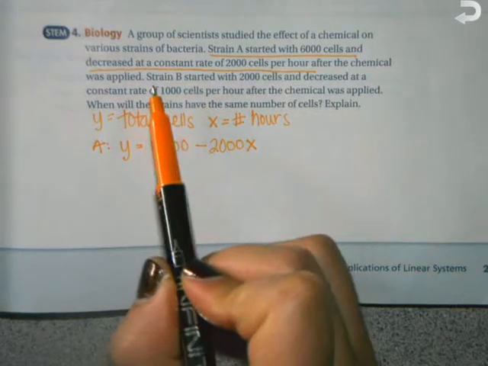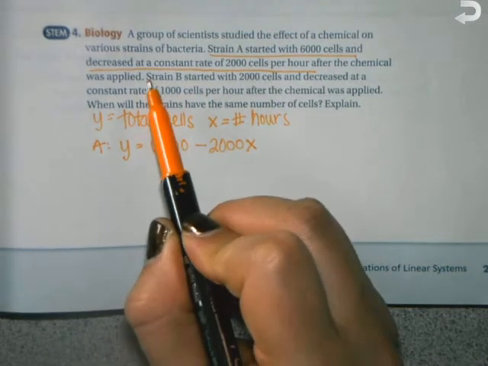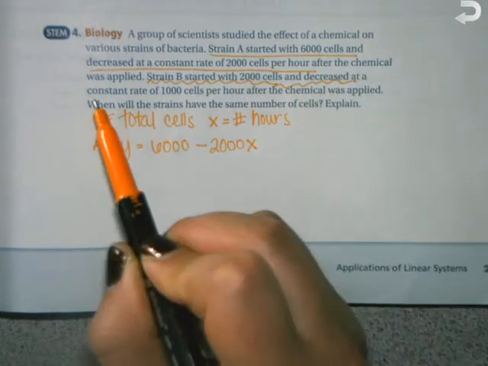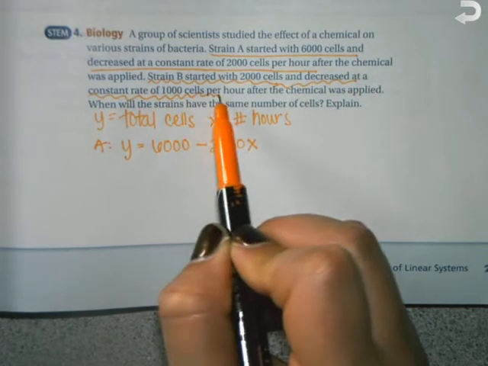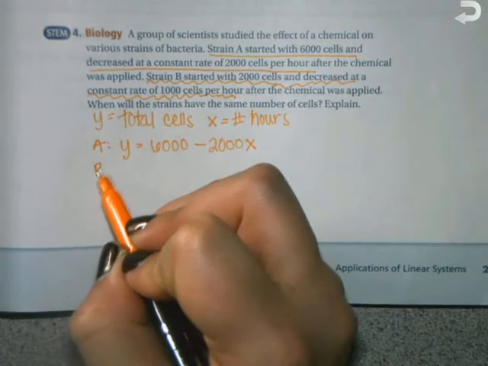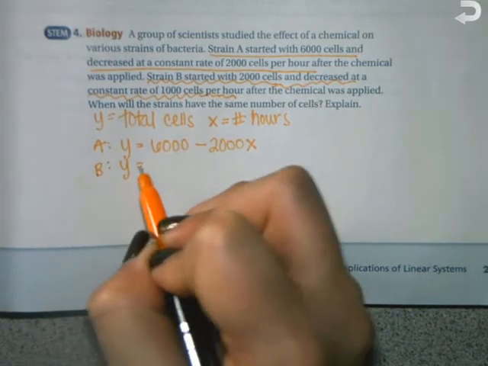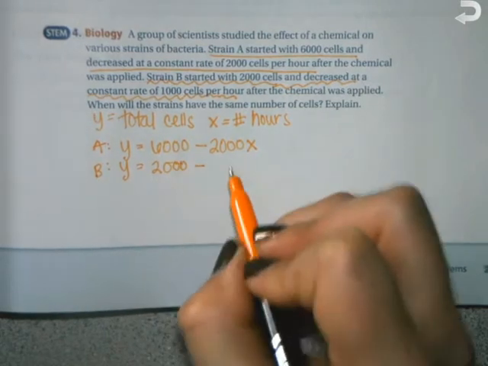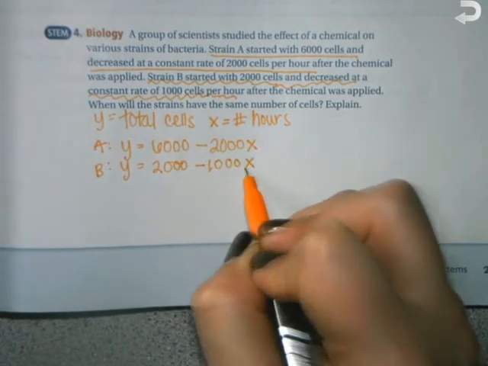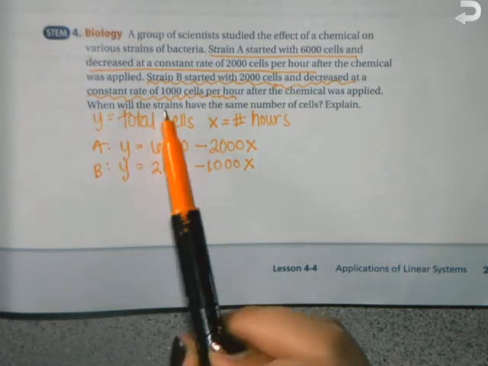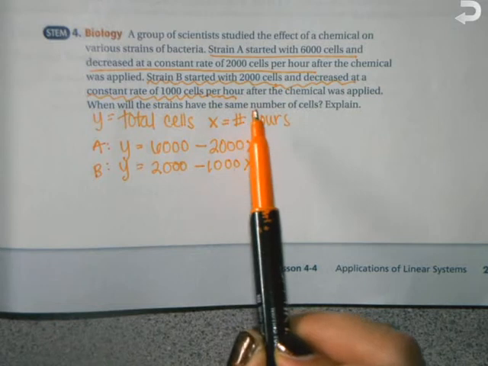Okay, then it says that strain B started with 2,000 cells and decreased at a constant rate of 1,000 cells per hour after the chemical was applied. So B is Y equals 2,000 minus 1,000X. The question is, when will the strains have the same number of cells?